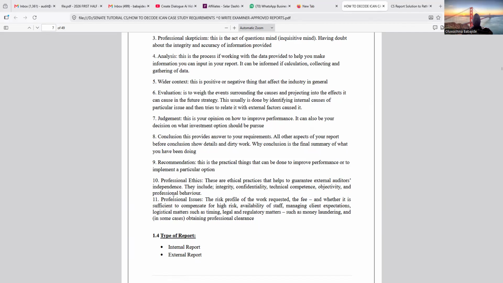Then another one is what? Recommendation. This is the practical.